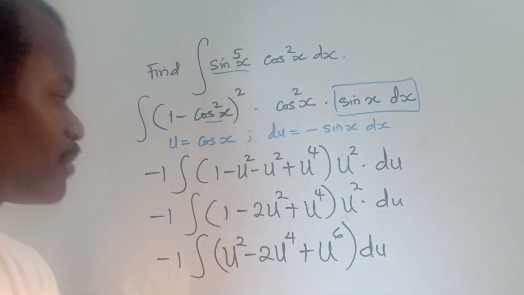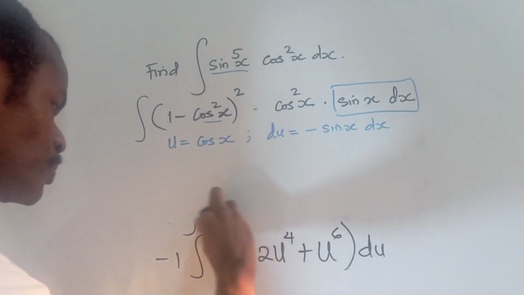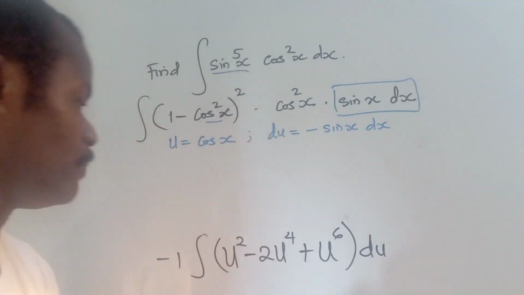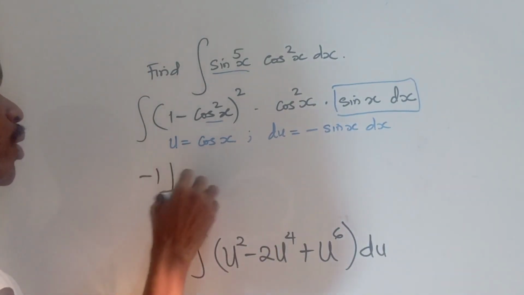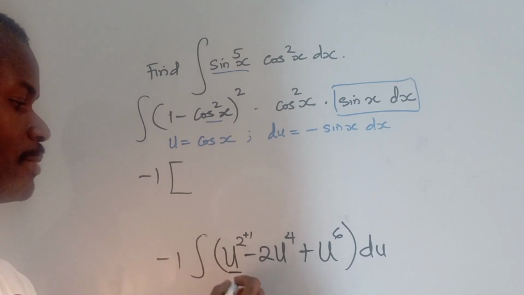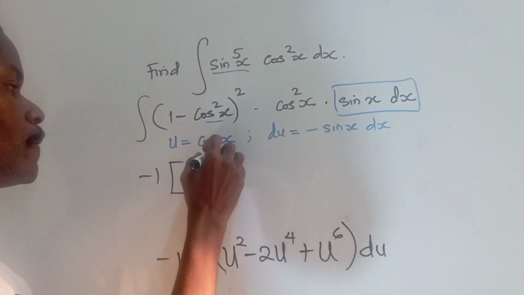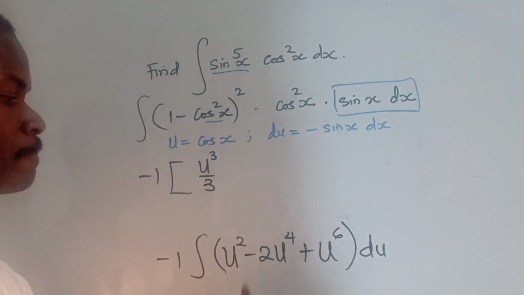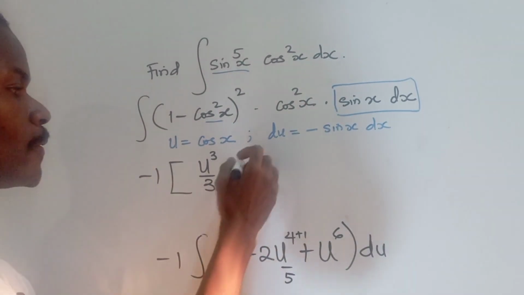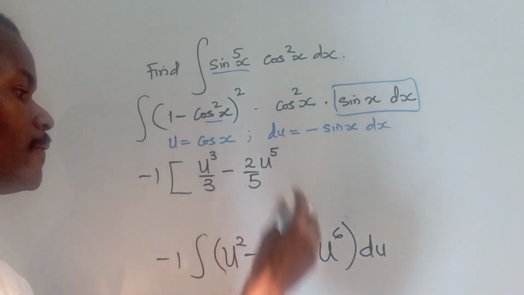So from this point it is now much simpler and easier for us to integrate and arrive at our answer to this simple problem. So remember we have negative 1. Now if we integrate this, remember we are going to add 1 here and divide this by 3. So we have u to the power of 3 divided by 3 minus. Now we are going to add 1 here, divided by 5. So we have minus 2 over 5 u to the power of 5.